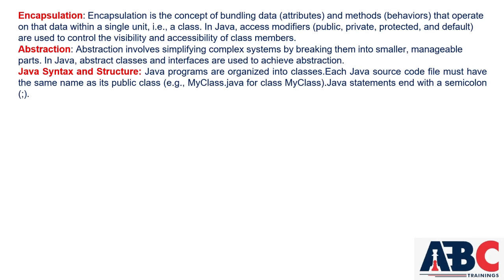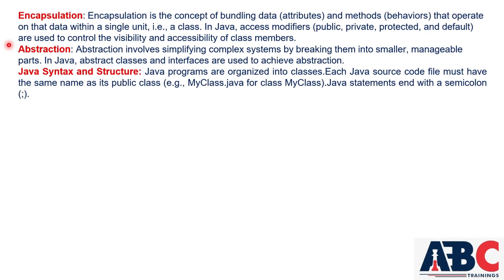Then encapsulation. Encapsulation is the concept of bundling data and the methods that operate on that data within a single unit. That is why classes in Java use access modifiers like public, private, protected, and default to control the visibility and accessibility of a class member. Then abstraction. Abstraction involves simplifying a complex system by breaking it into smaller, manageable parts. In Java, abstract classes and interfaces are used to achieve abstraction.